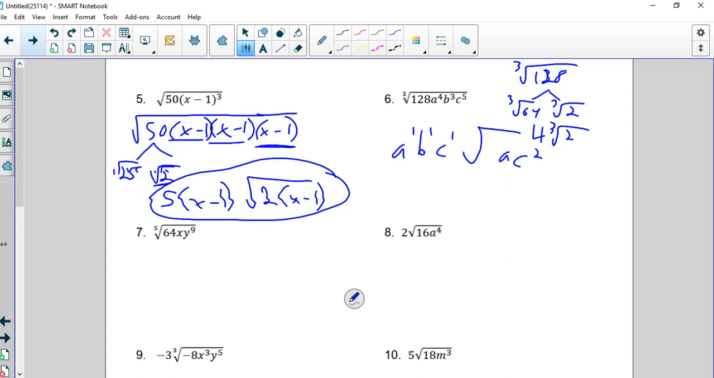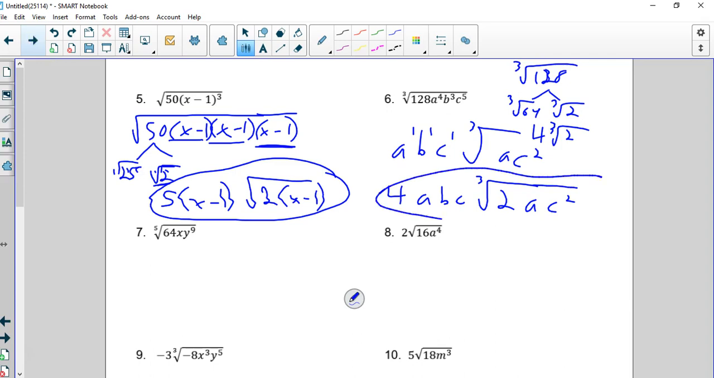So now we just kind of clean it up. What's left on the outside? Well, we have a 4. A, B, C. This is the third power. What's left inside? The 2 and an A and a C squared. And that is our answer. And it may not look simplified, but mathematically it is.